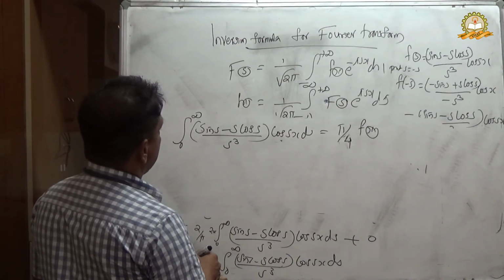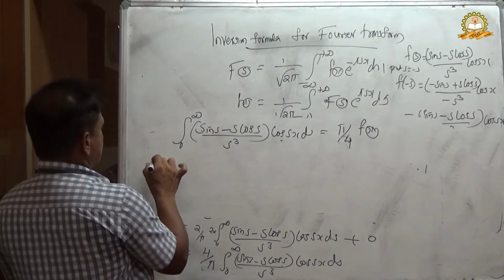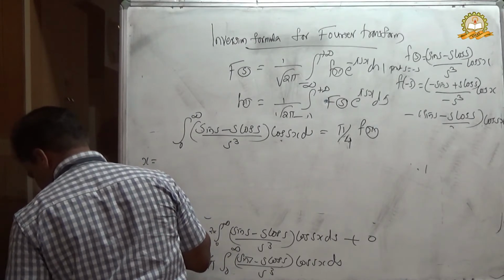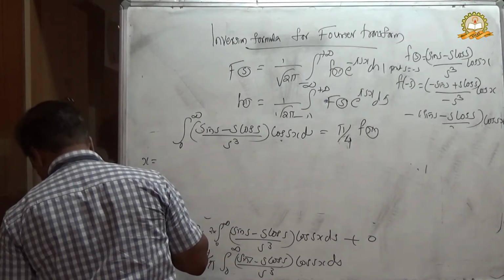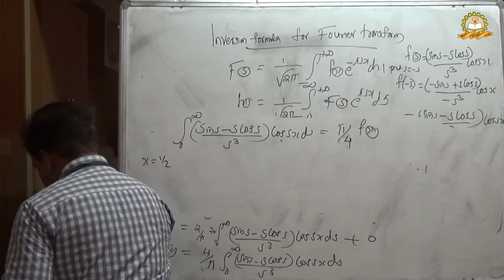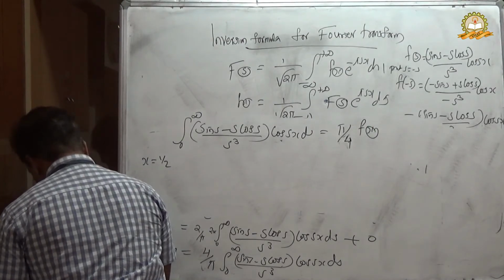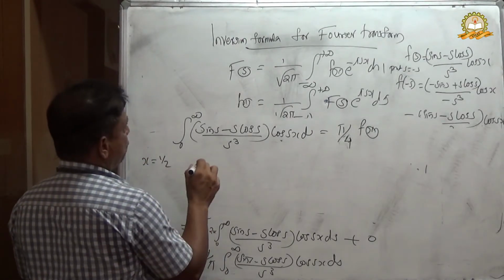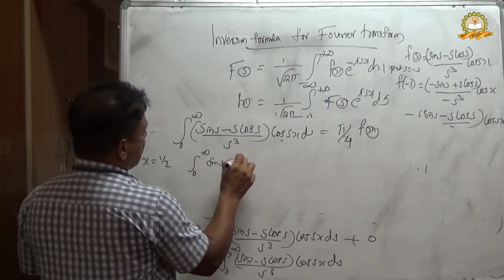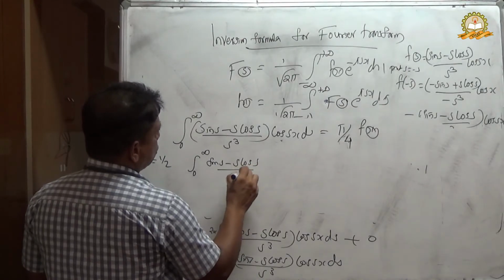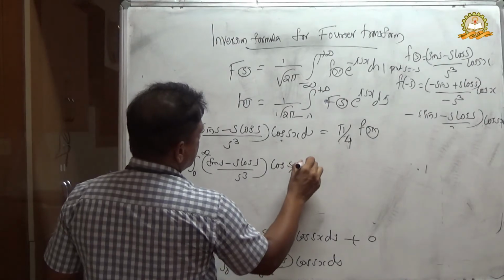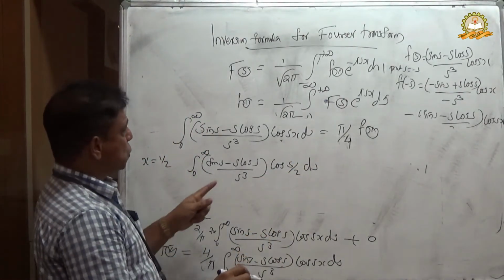Then we put x is equal to 1 by 2, the last step. Our function is defined from minus 1 to plus 1. When you put x is equal to 1 by 2, 0 to infinity of (sin s minus s cos s) by s cube into cos s by 2 ds. We put x is equal to 1 by 2.